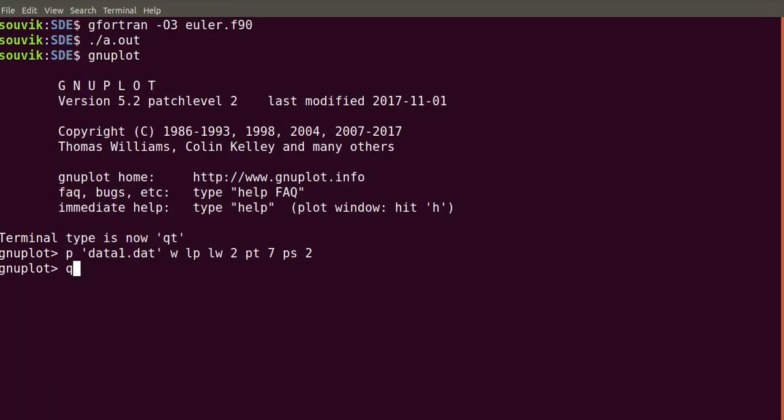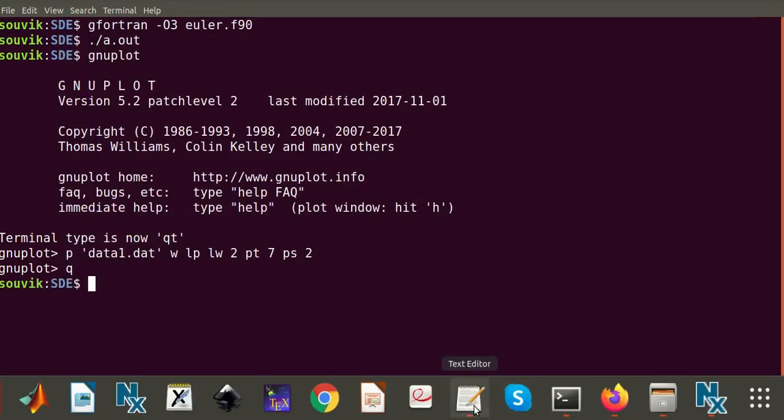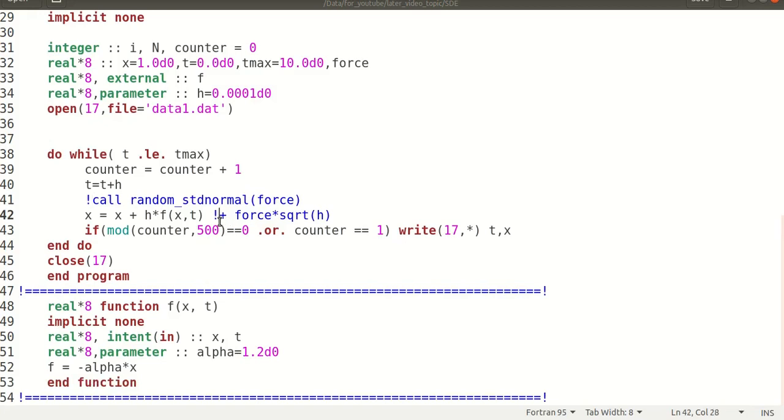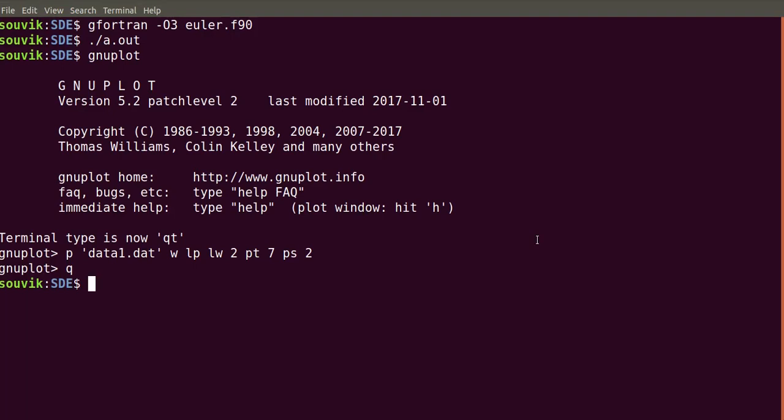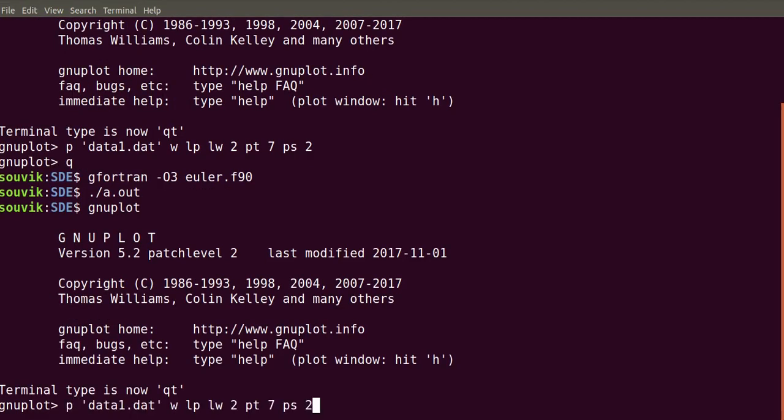So now let's save this data, and let's see how the behavior of the solution changes if you add the stochastic term. Let me switch on the stochastic term here now. Let me save it into a different file, which is data 2, and then run it. So Euler and then ./a.out, and let's see how the solution changes. Plot data 2 with lp, line width 2, point type 7, point size 2.